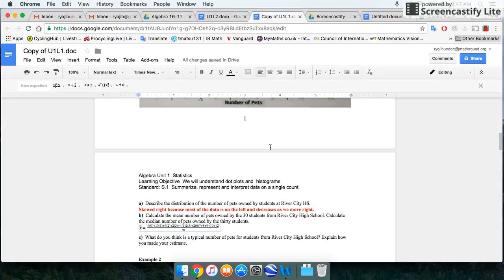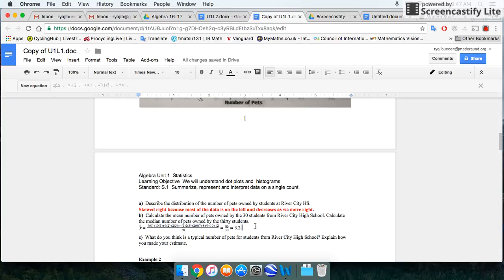All right, so then this equals 96. 96 divided by 30, which then equals 3.2. So our mean is going to be 3.2.